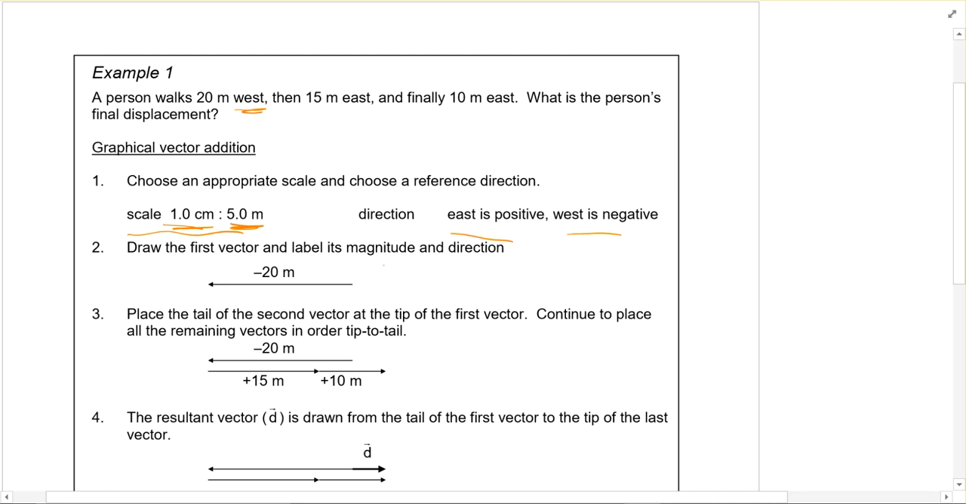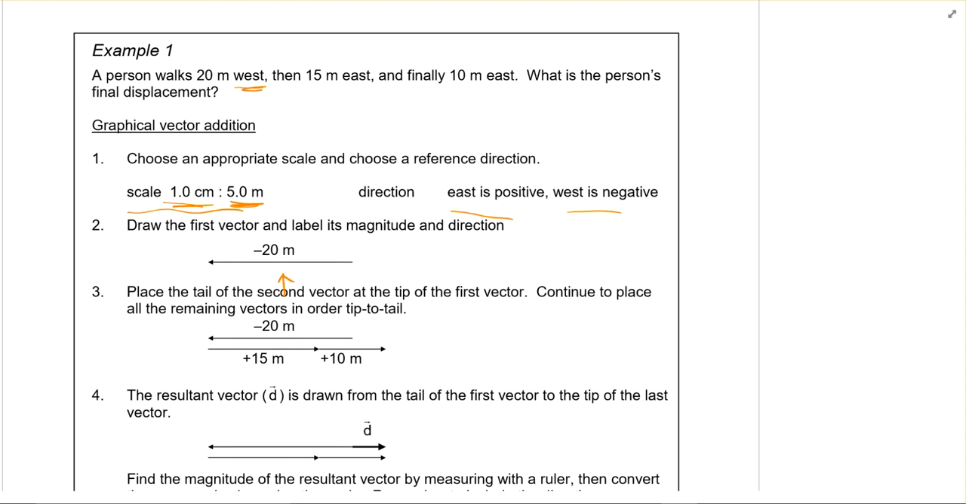So we're going to draw the first vector and label its magnitude and direction. This vector here, this would be something that you draw out with a ruler. If I have this labeled as negative 20 meters, this would actually be drawn out as, well, 20 divided by 5, right? That's how many centimeters this would be. So on your ruler, this would be 4 centimeters from that end to that end. You'd have to measure it out properly. So 4 centimeters from there to there, and you can label it as negative 20.